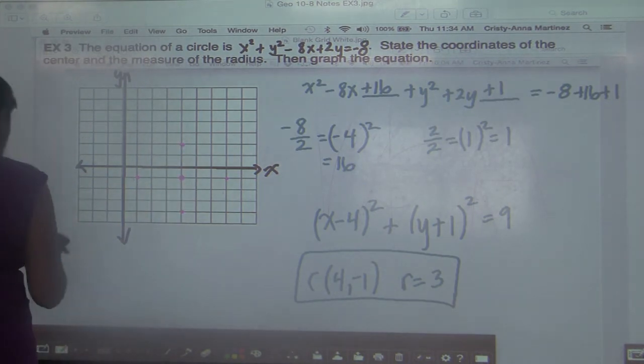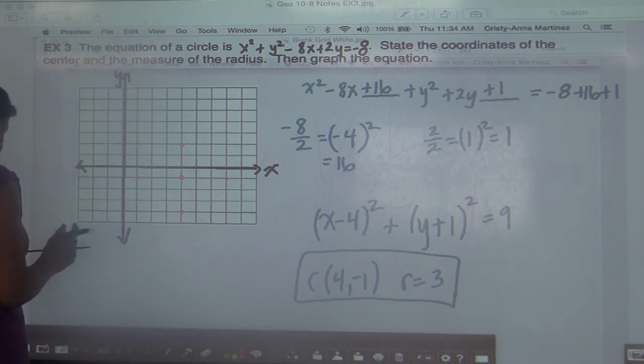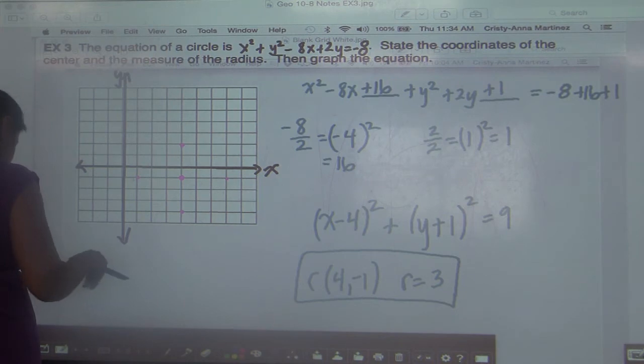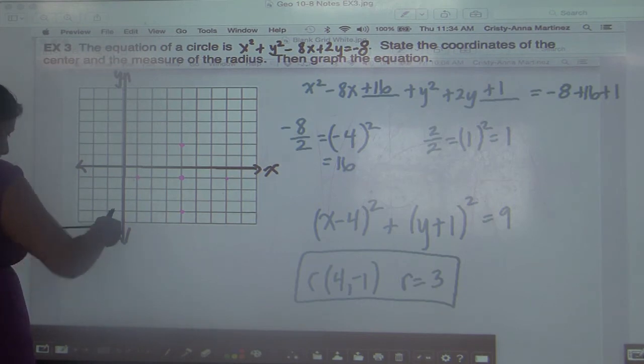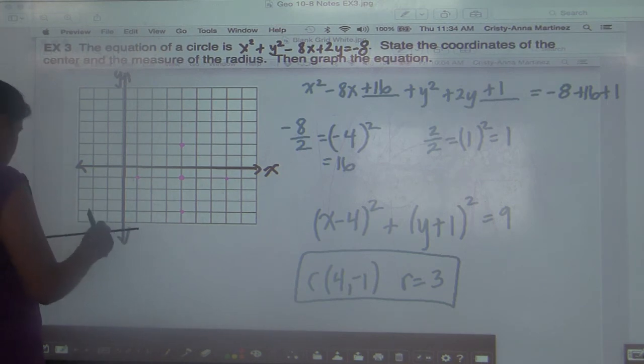And then you can use a compass if you have one to help you graph the little guy. Is that how it goes, or does it go the other way? Sorry, I'm trying to mess with my little compass here so that I can graph this for you.